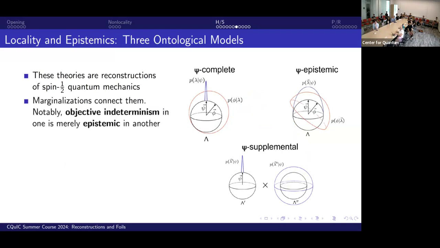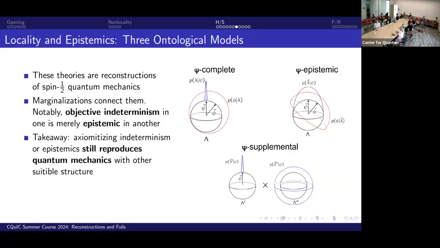Now, furthermore, they're all connected, which you might expect because they're producing quantum mechanics. You connect them all just by taking appropriate marginalizations over hidden variables, essentially here. So if you marginalize over variables in one way, you can move from this supplemental theory to regular spin 1/2 quantum mechanics. If you marginalize over slightly different variables, it turns out you can move from this supplemental theory to the psi-epistemic theory here. What's interesting though, is that objective indeterminism in one of the theories is just a matter of epistemics in the other theory.